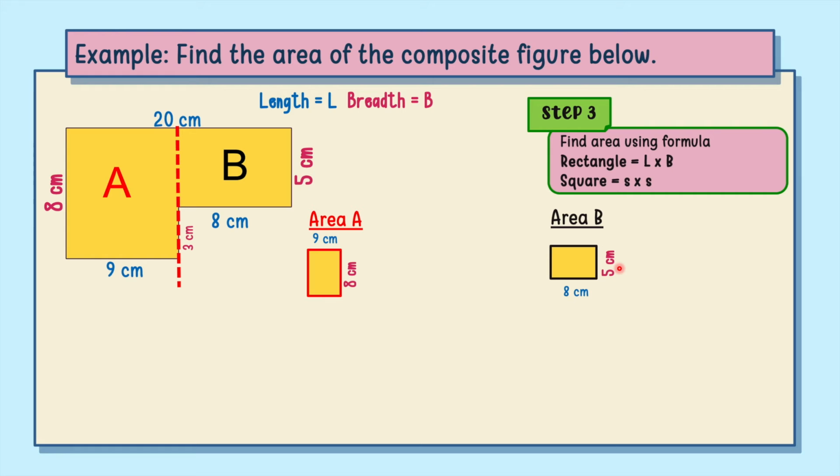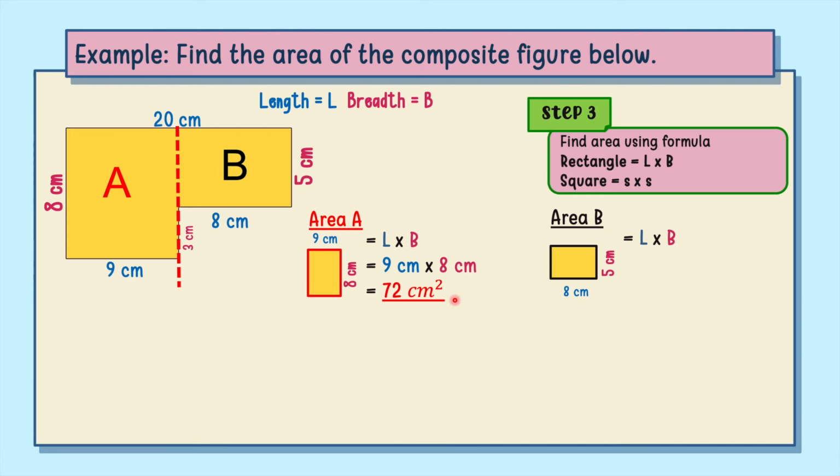So step number 3, find the area using the formula. I have here rectangle is length times breadth, square is side times side. For area A, if you look here, this is actually a rectangle. So what I do is length times breadth, because it is the area of a rectangle. What is the length? The length is 9 centimeter times breadth is 8 centimeter. So the answer is 72 centimeter square.